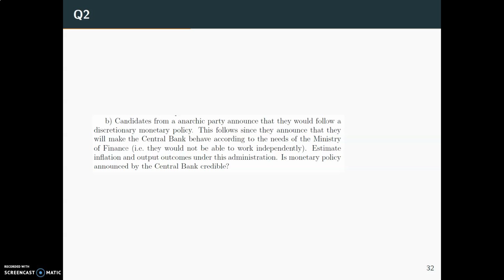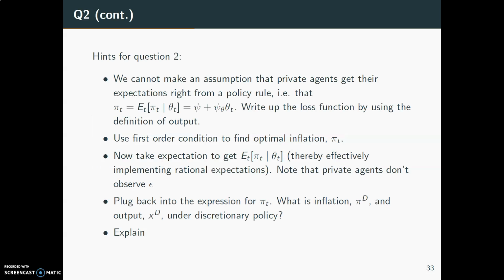Okay, so again, this exercise is very similar to what you saw in problem set 10, exercise 2, and I think we also saw it in problem set 11, exercise 1 in a dynamic setting. But here we have supply shocks again. So just a few hints. We cannot make an assumption that private agents get their expectations right from a policy rule, as that's similar to what we had before here.